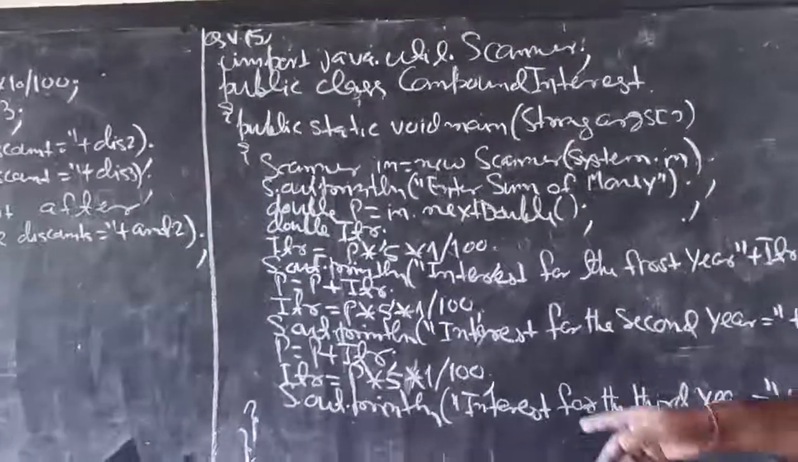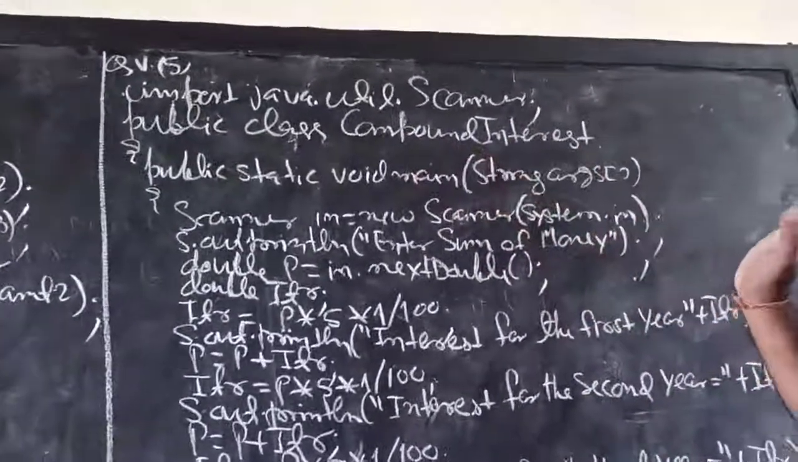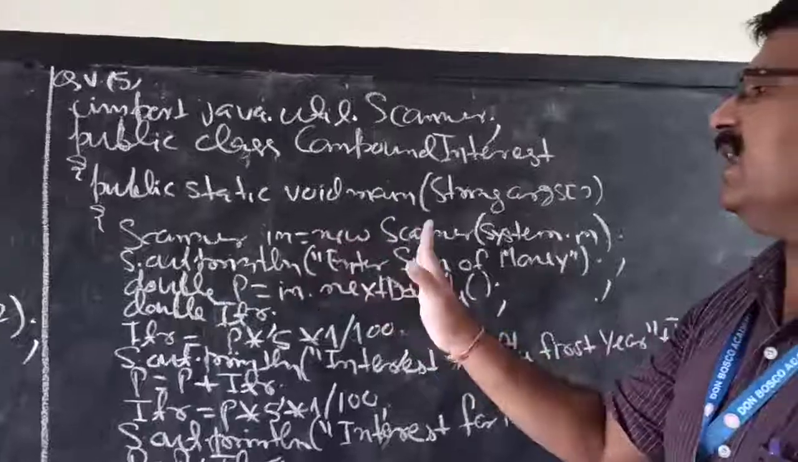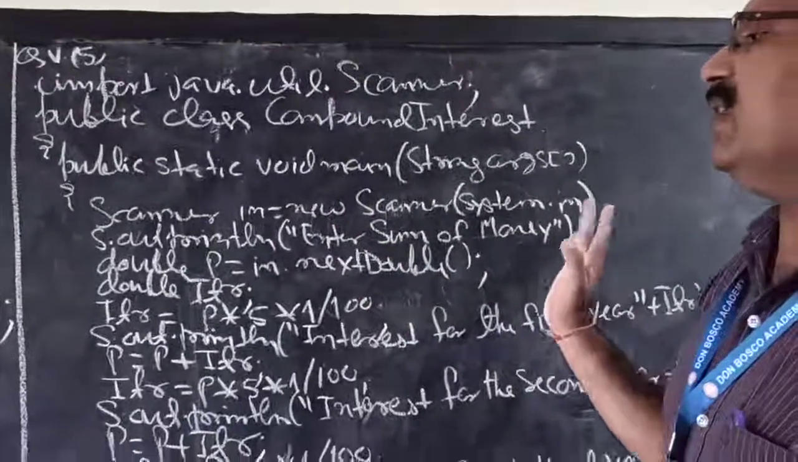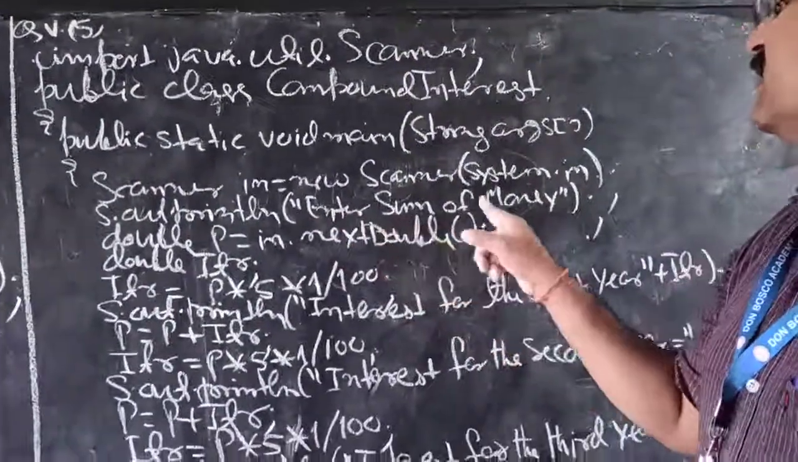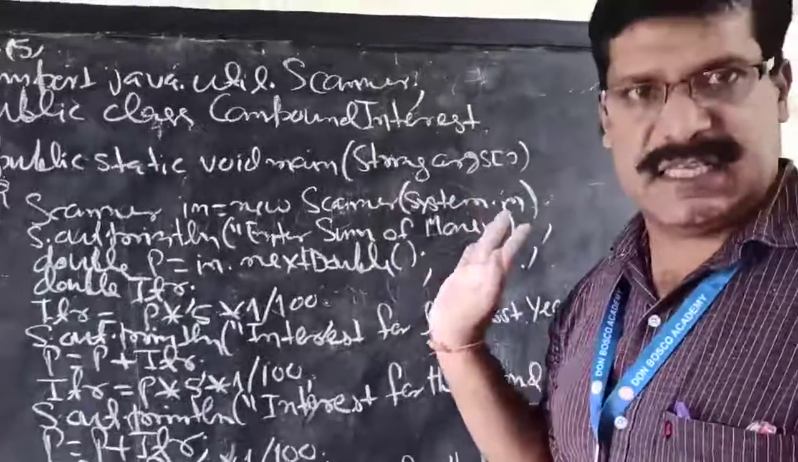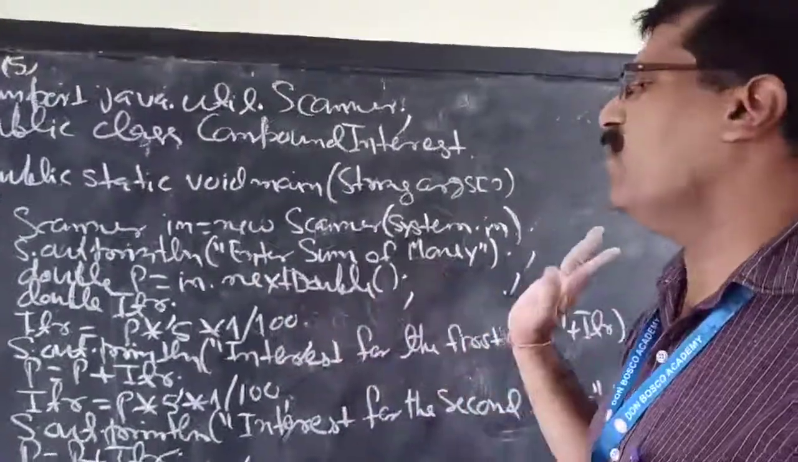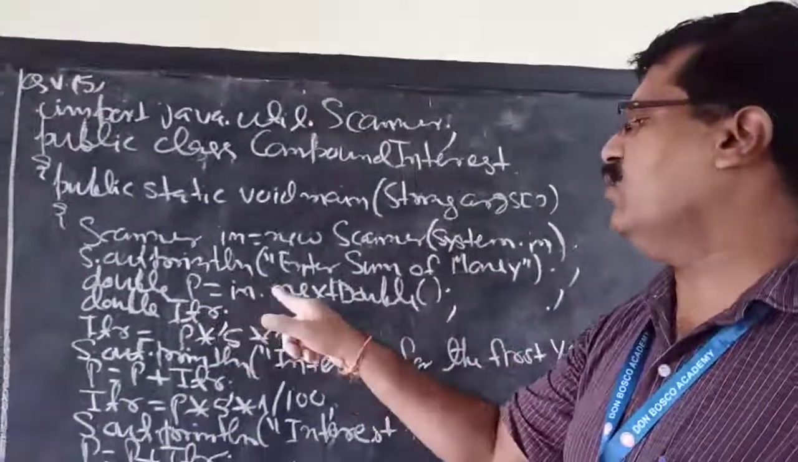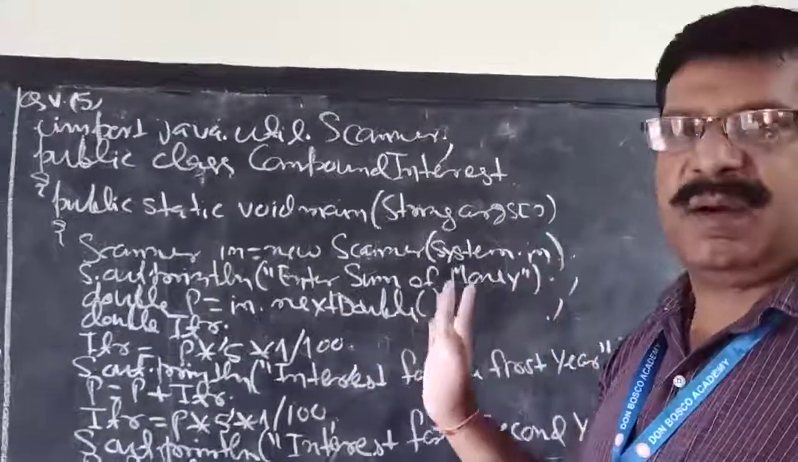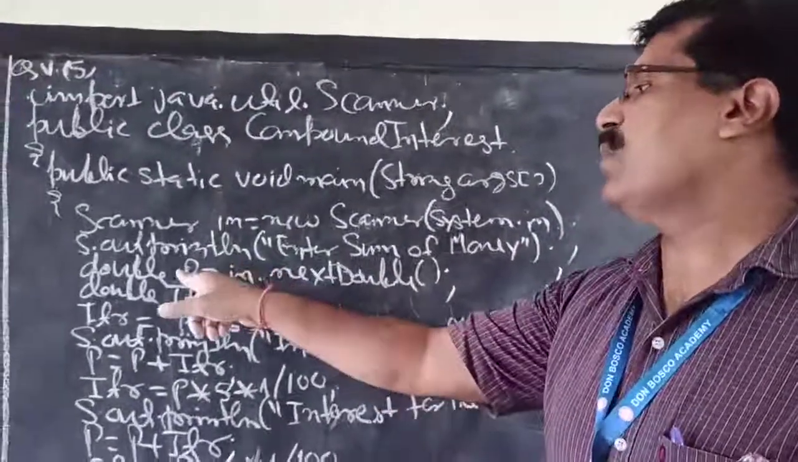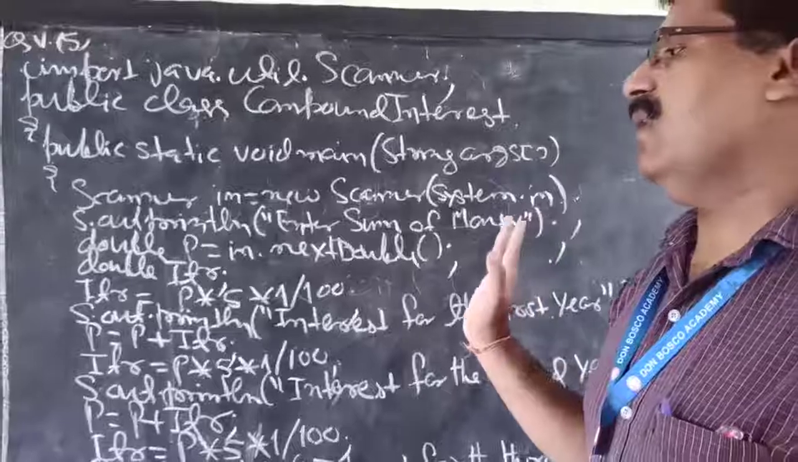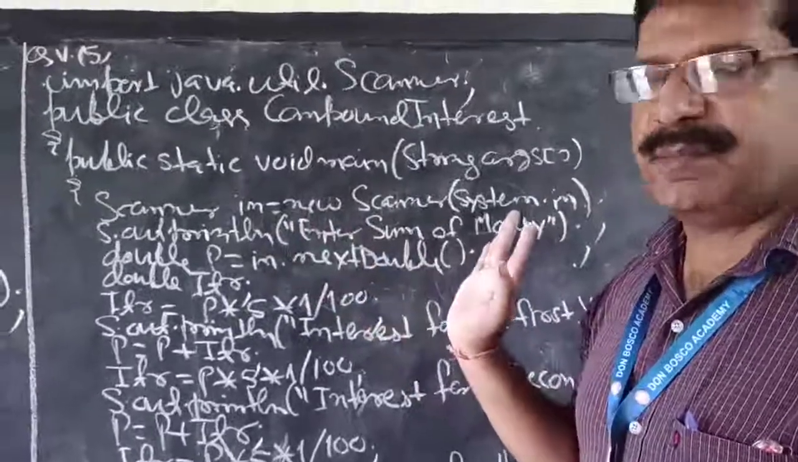See the program. Public class CompoundInterest. Scanner in equal to new Scanner(System.in). System.out.println("Enter the sum of money"), the money he has invested. Double p equal to in.nextDouble(). We have taken double type, we can take int also. So p equal to in.nextDouble(). Alright, so the sum of the money is input.